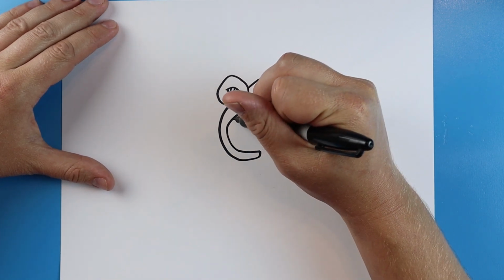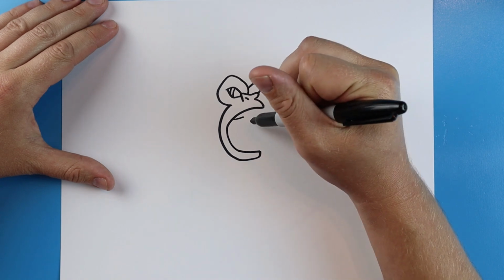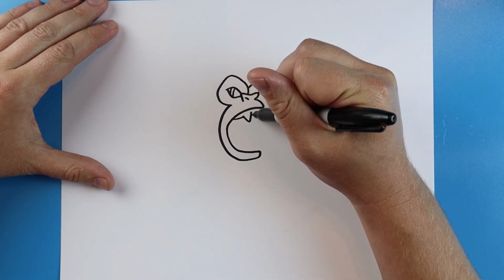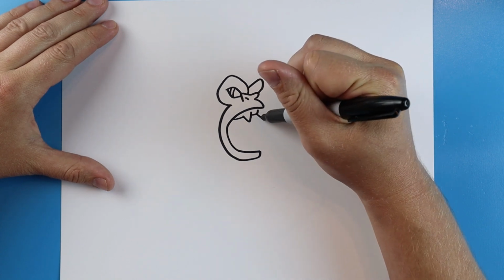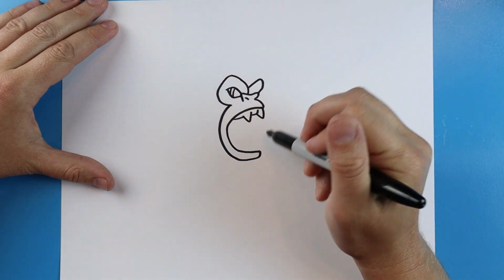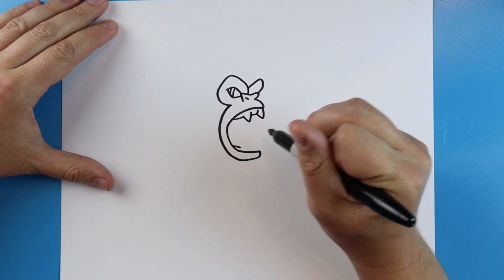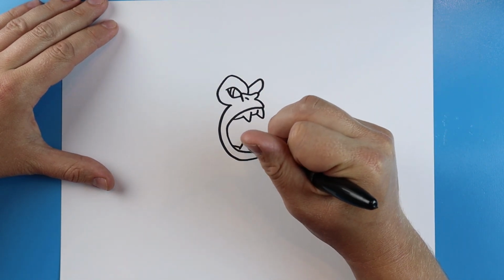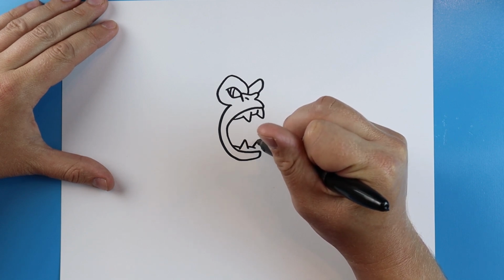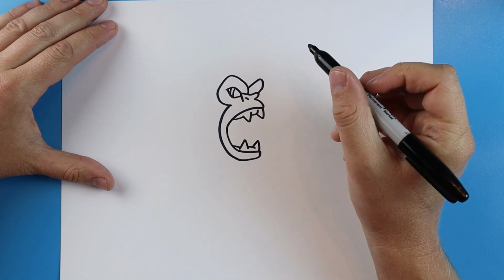Now, inside the mouth, I'm going to draw a line that comes up for the teeth. We're going to make a little triangle shape. We'll make a line that goes over and up, and another triangle shape here for the other teeth. Right here, we'll make a line that goes over. Line that goes up and down, line that goes over, and then another one that goes up and down.